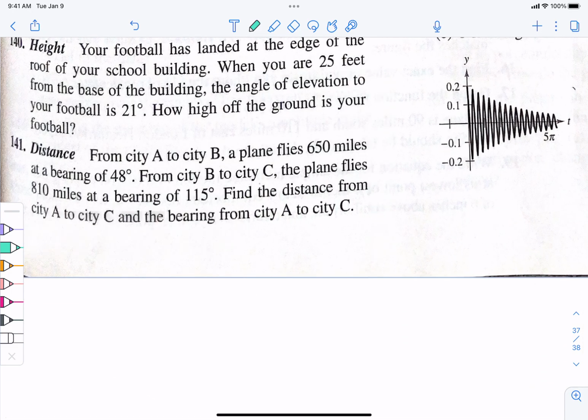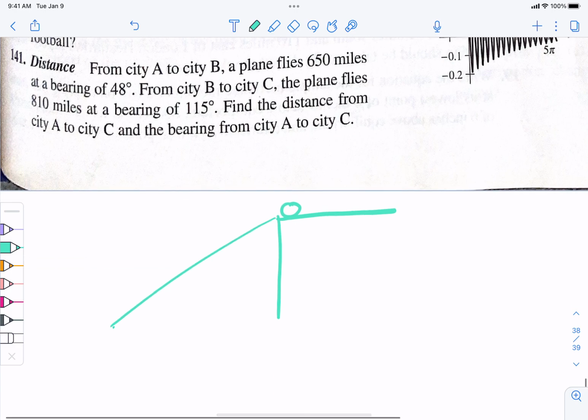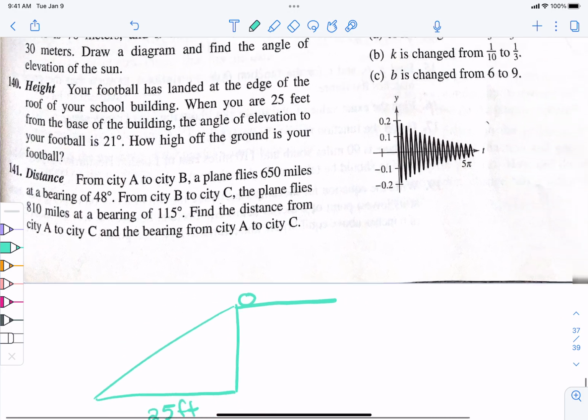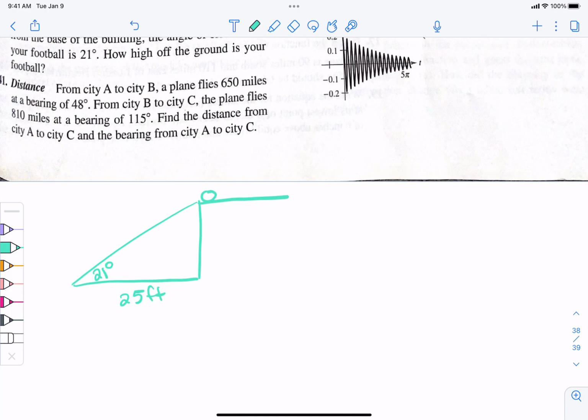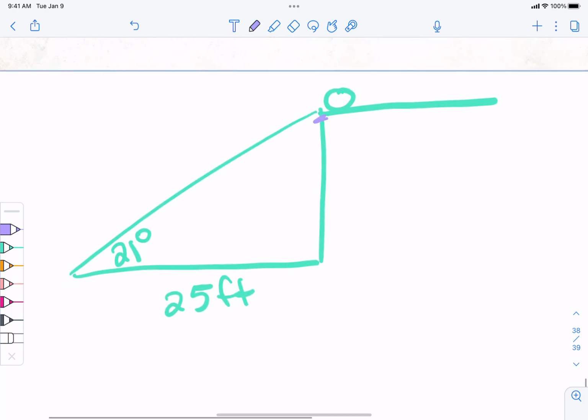Your football is 25 feet from the base of the building. The angle of elevation here is 21 degrees. This is easy. This is not easy, I don't know how to do it. Scroll back up. The angle of elevation from your football is 21 degrees. Tangent of 21 is equal to x over 25. Where does 21 degrees go? That one in the tangent, right there. How high is your football? You're just finding x.